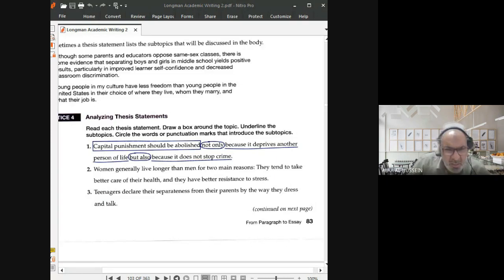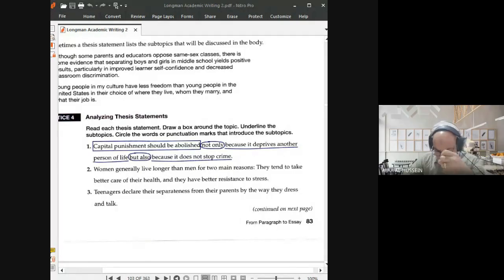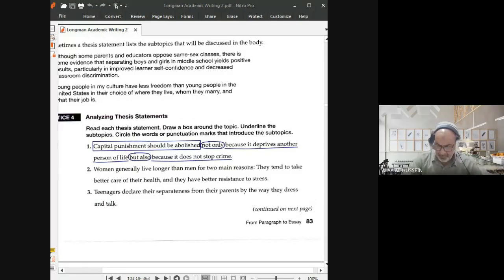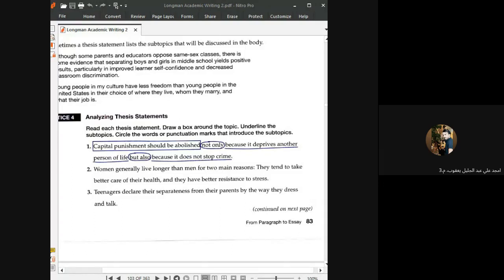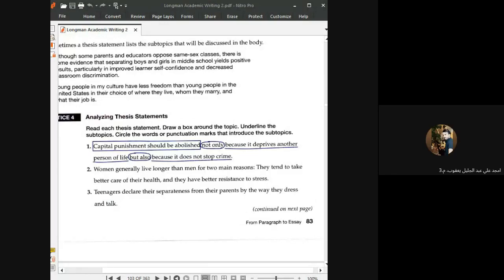Amjad Ali Abdul Jalil. Let's see. Yes, please, quickly. The topic is capital punishment. Yes. Topic. Not only is a singular phrase. We have two subtopics.